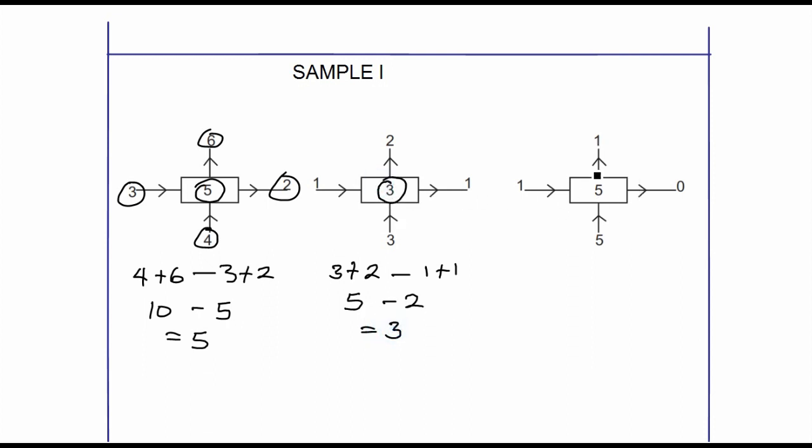Let's check the third one. The third one is 5 plus 1 minus 1 plus 0. So 5 plus 1, that is 6, minus 1 plus 0, that is 1. So 6 minus 1 will give us what? 5. So it works on this one as well. So this is what we are going to use in the next exercise, and that is how it goes. Thank you very much.